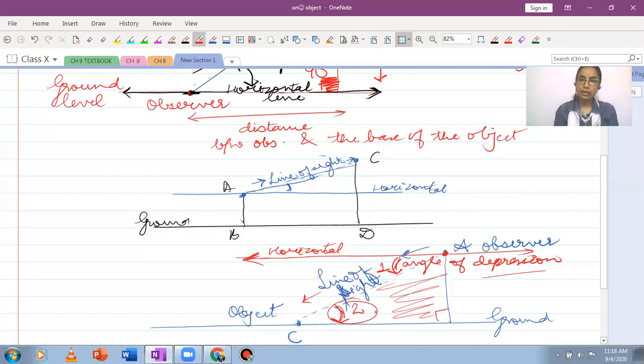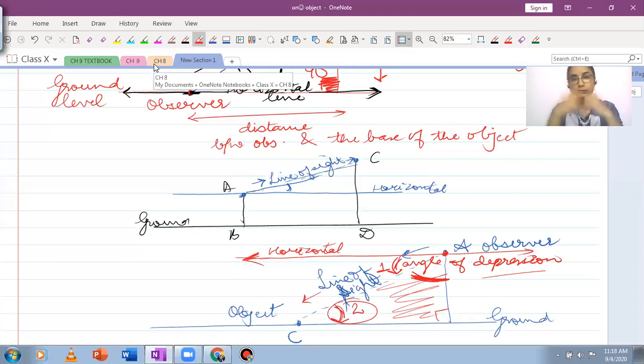But before marking both angles, the first thing you want to do is, from the observer's point, draw a horizontal, and then with the line of sight mark the angle. And it is completely possible that the angle is outside the triangle. Do not mark it inside. Like for example here, students mark angle of depression here. That will be wrong. Angle of depression is always between the line of sight and the horizontal.